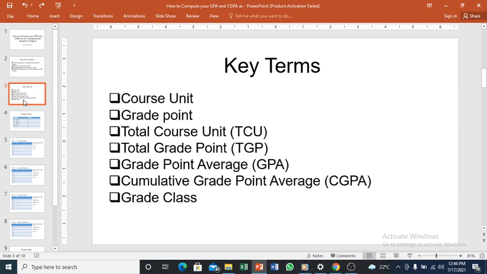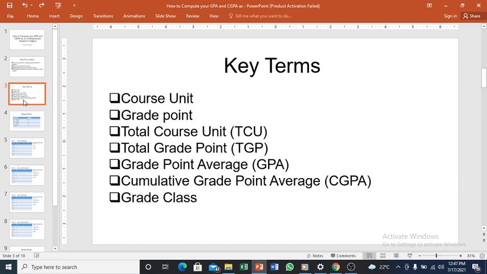So you should give more attention to a 3 unit course than a 2 unit course, to a 4 unit course than a 3 unit course, to a 2 unit course than a 1 unit course, because what you get, depending on the strength, will determine what you eventually finish with.